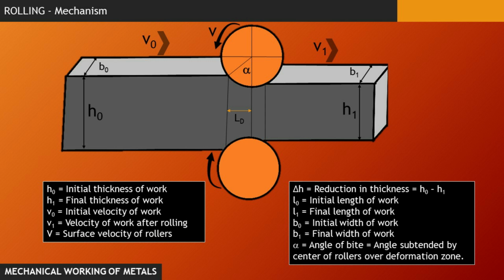Now here comes a term that is called angle of bite. This angle of bite is actually an angle subtended by the center of the rollers over the complete deformation zone. That means up to which the deformation of the work material is taking place.